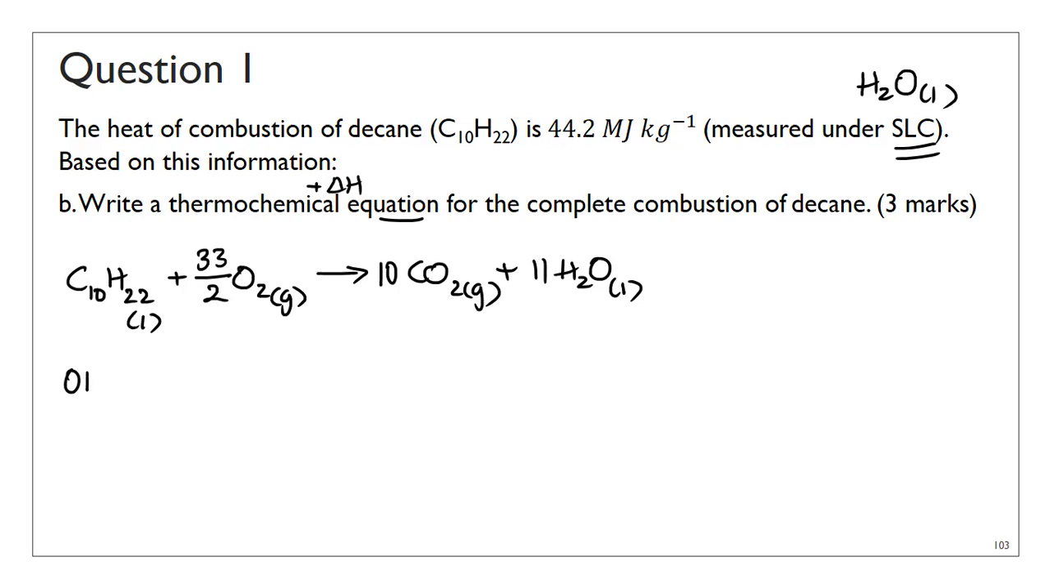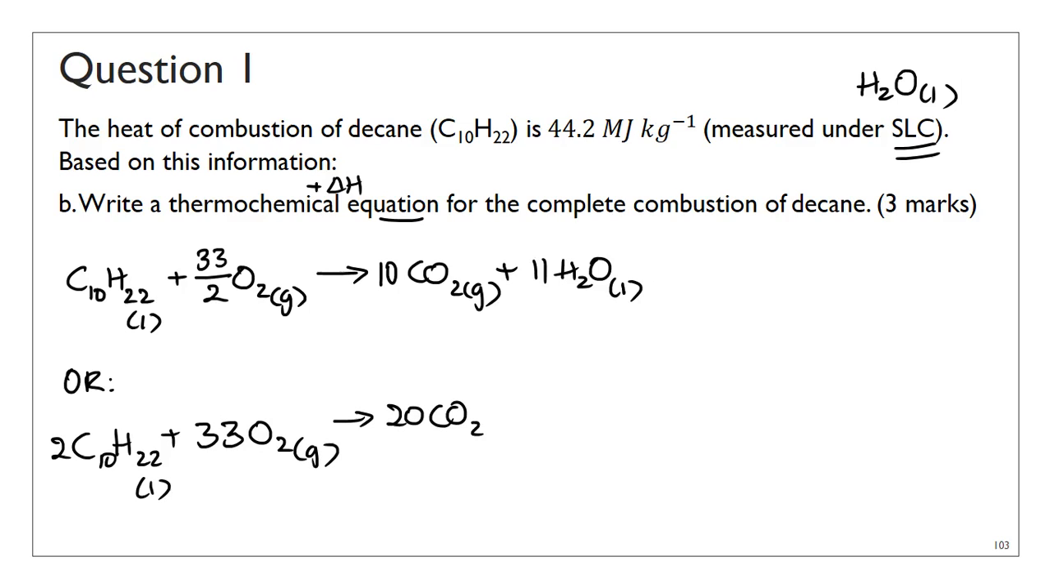If you don't like fractions in your coefficient, you can just double everything and that will get rid of the fraction. So you get 2 of these, don't forget state, plus 33 O2, giving you 20 CO2 and 22 H2O. So that's an alternative answer. Either answer is acceptable.